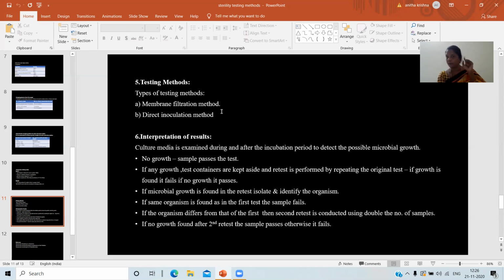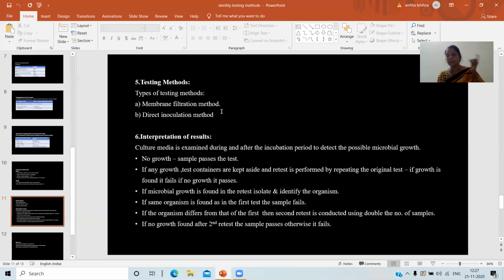So what are we saying? If no growth, the product passes. If there is growth, keep that aside, take the original product again and perform the test again. If again you see growth, then it fails. If there is no growth, it passes.